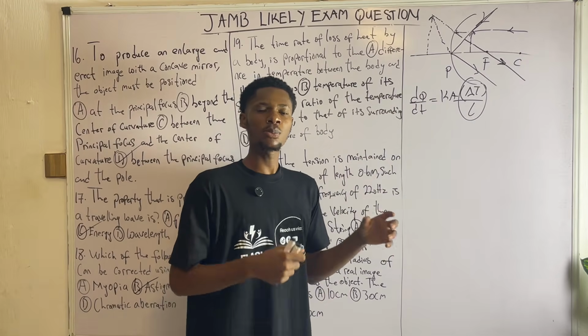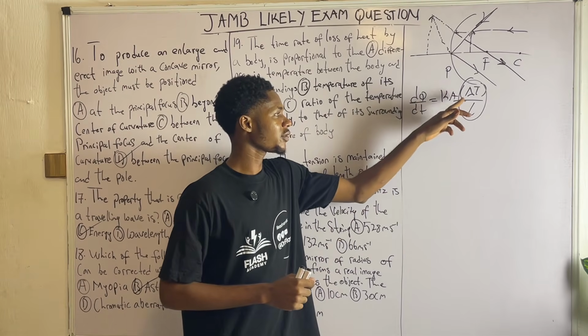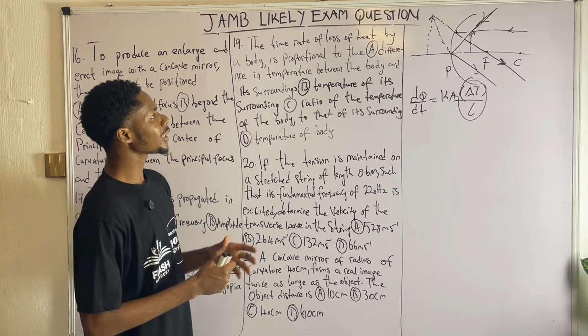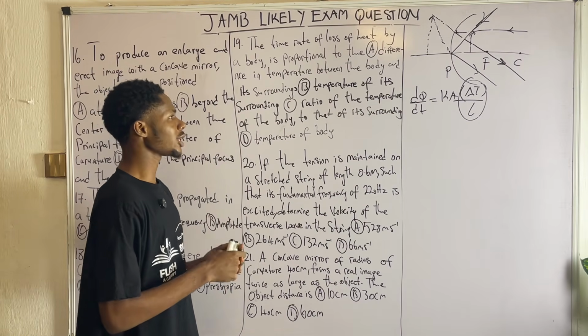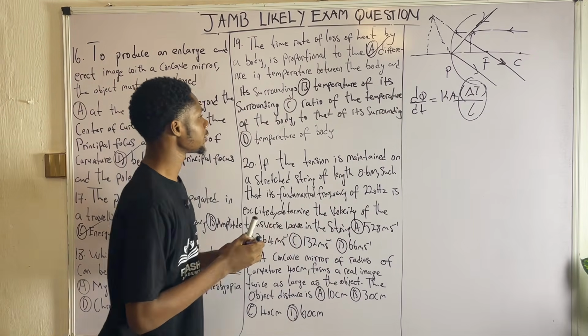The change in temperature between a body that is losing the heat and its surrounding. I have area, I have length, and k is the constant. So looking at the options, difference in temperature between body and surrounding, obviously option A. So that's straight to the point, option A.